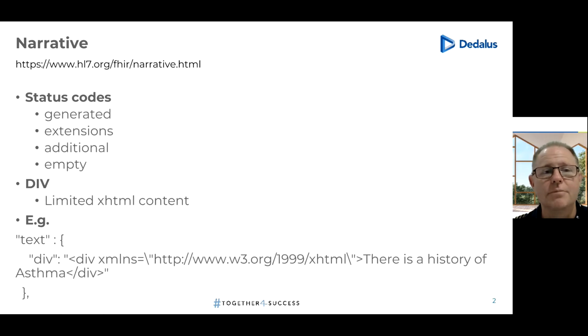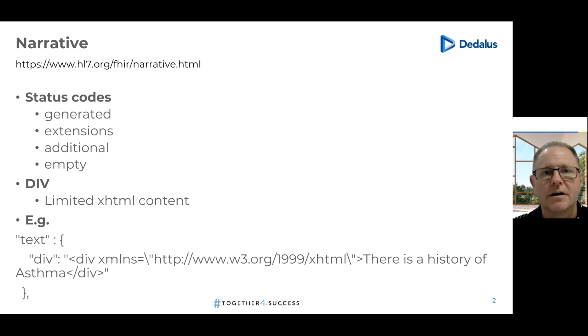So status codes are really important. There's 4 different status codes that we get to see. The typical one that you'll see in most FHIR server implementations is generated. It just means the FHIR server has generated this narrative from the payload of the FHIR resource. The extensions one is very similar. It's generated automatically by the FHIR server and it comes from the payload, but also the extensions that are within this payload.